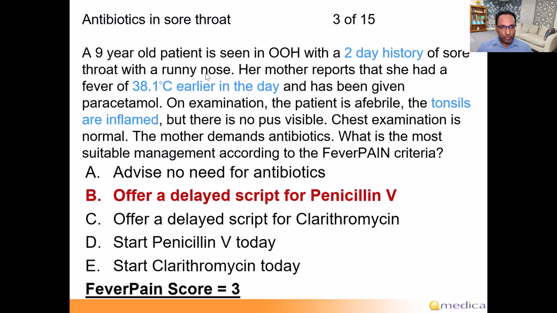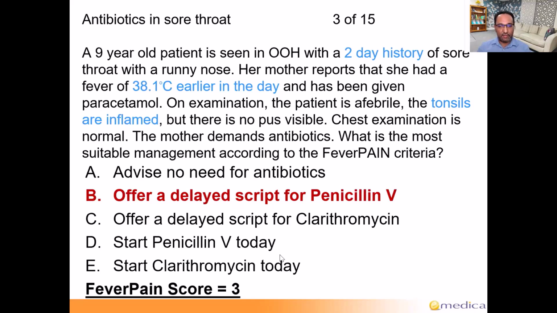They've got a runny nose, so they don't get a point for the N. The N is no cough, no coryza. If they have either a cough or a runny nose, cold-like symptoms, they get no point if they get either one. If they don't have a cough and they don't have a runny nose, cold-type symptoms, then they get a point for the N. And then the P is pus on the tonsils. There's no pus visible, just inflammation. But you do get a point for inflammation. That's why it's 3.